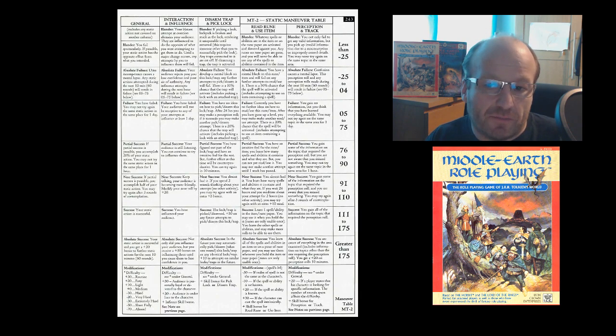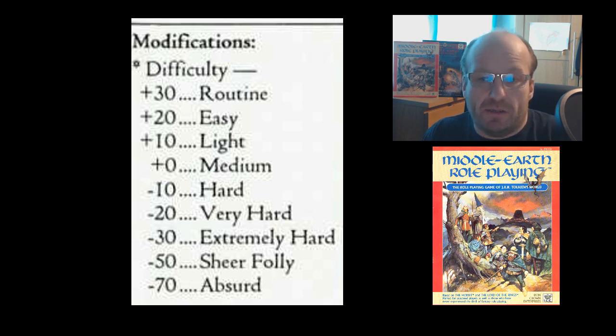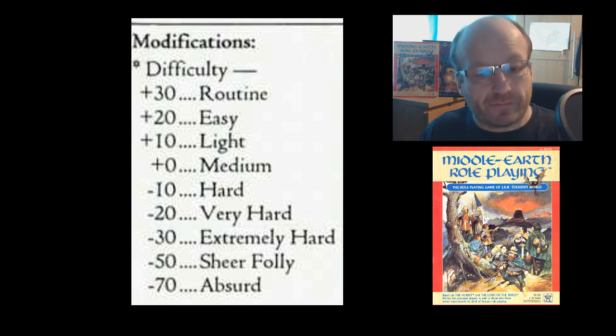Now here's what is used in the game for static maneuvers. This is picking locks, finding traps, tracking, perception, interacting with people. Again, a difficulty level is assigned. Percentile dice are rolled and modifiers are applied. This time the difficulty level adds an extra level of modifiers, from plus 30 for routine down to minus 70 for absurd. Well, that's for the general column, which is the one you will use most often, most likely. There are other modifiers for the more specific actions. But again, why are we rolling for things that are classed as routine?